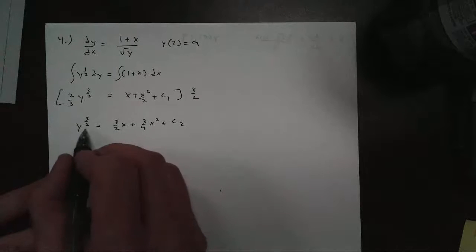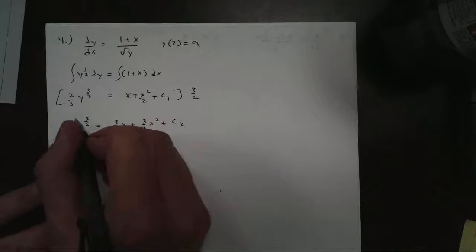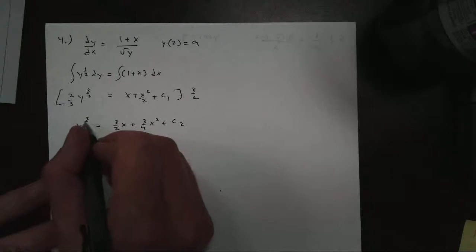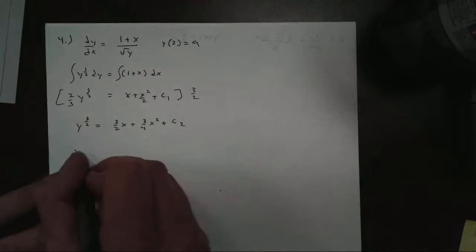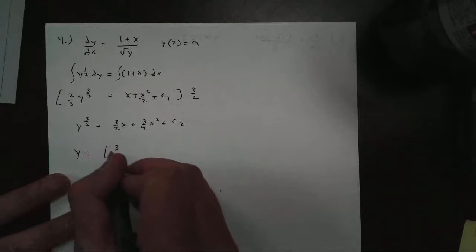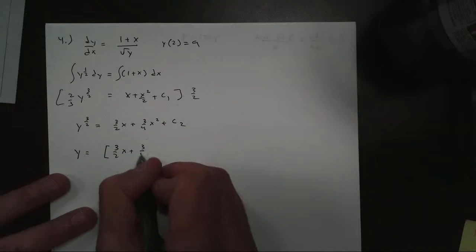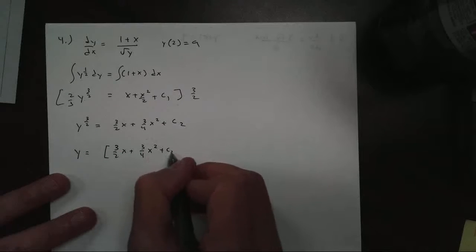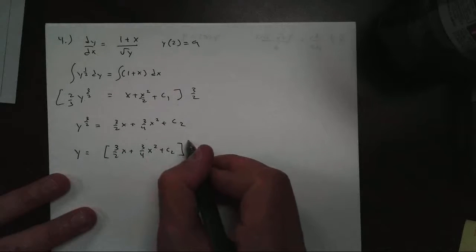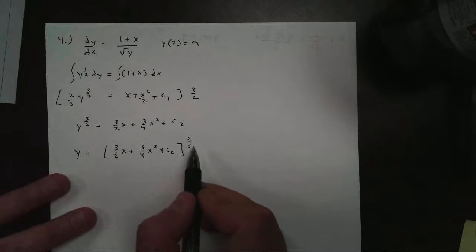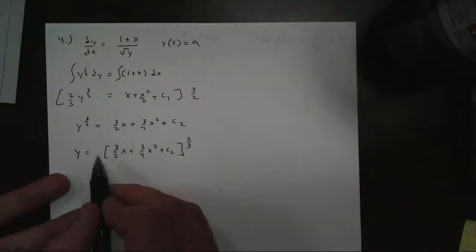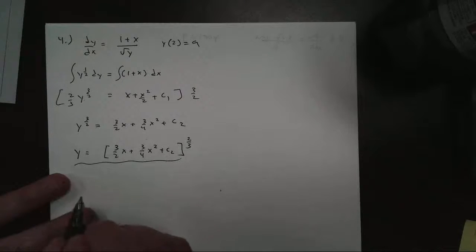Next, I am going to solve this by taking the 2/3 root as a power. So if I take the 2/3 root, we get y equals all of this, 3/2 x plus 3/4 x squared plus c2, to the 2/3. Now, if this was 3/2 over 2, it'd be like a square root. We'd have a plus or minus there. But we're lucky it's a cube root, so we just keep the sign the same.